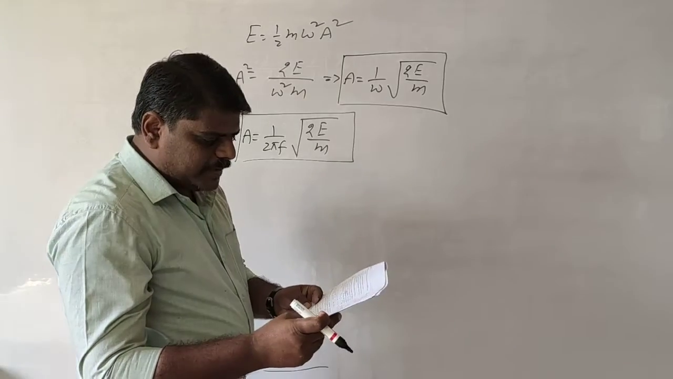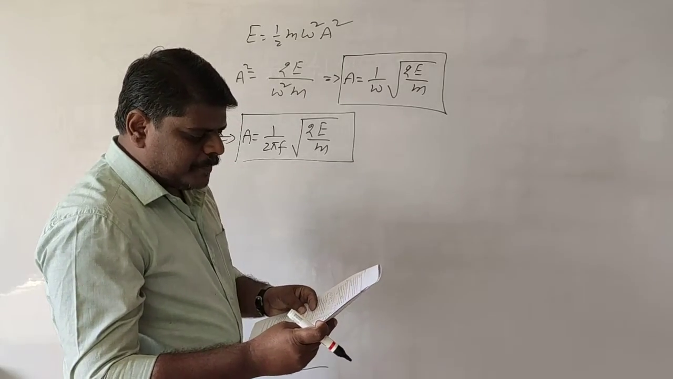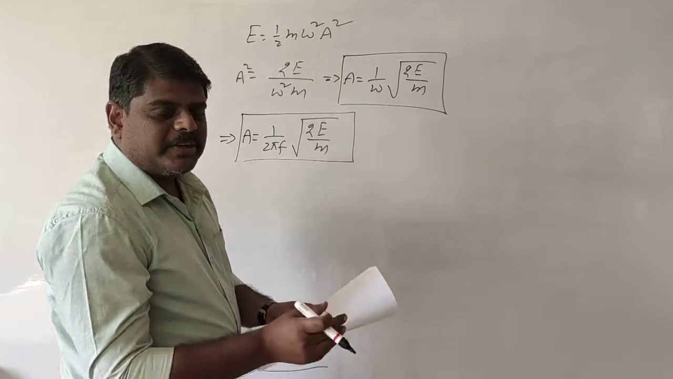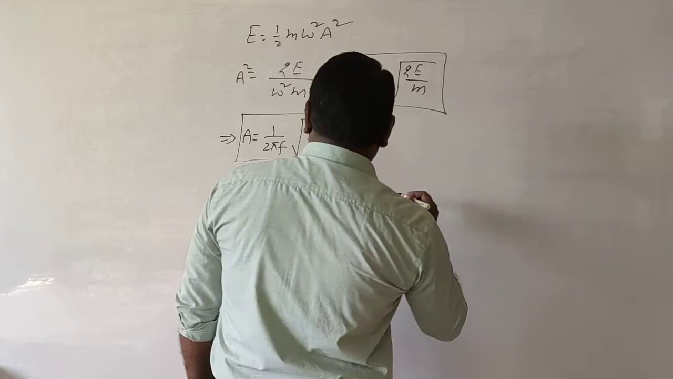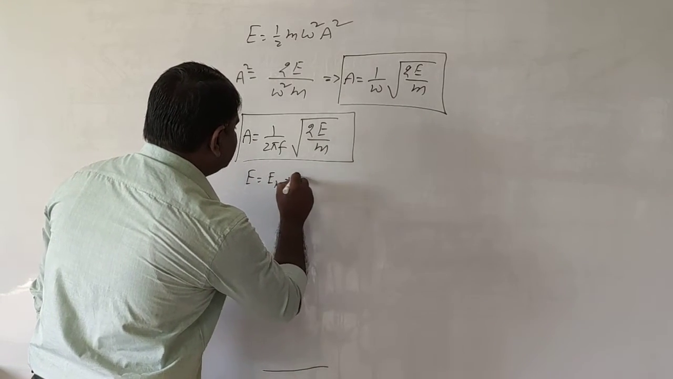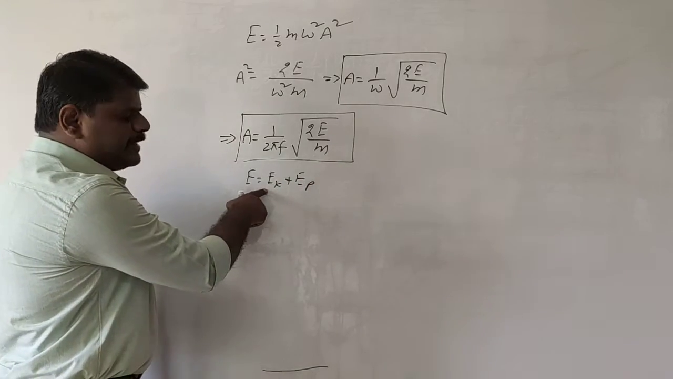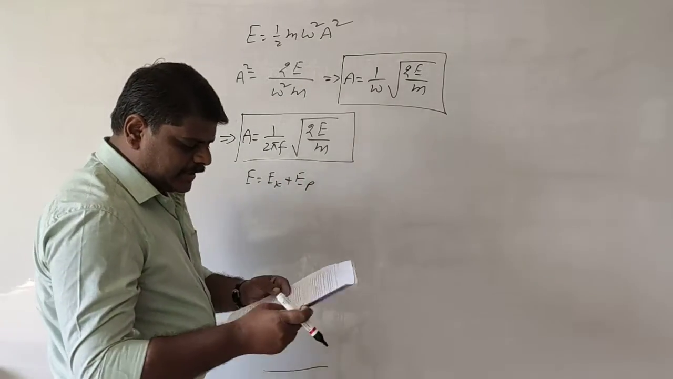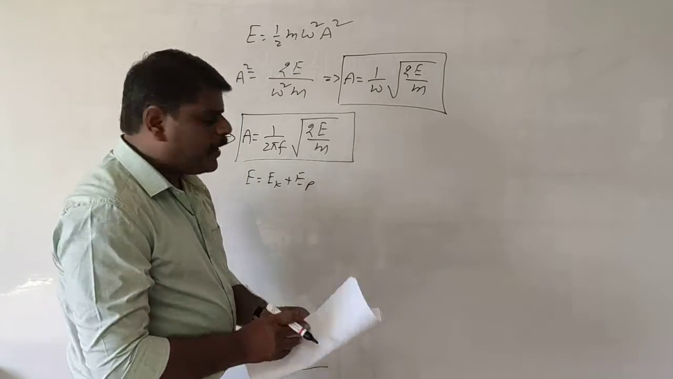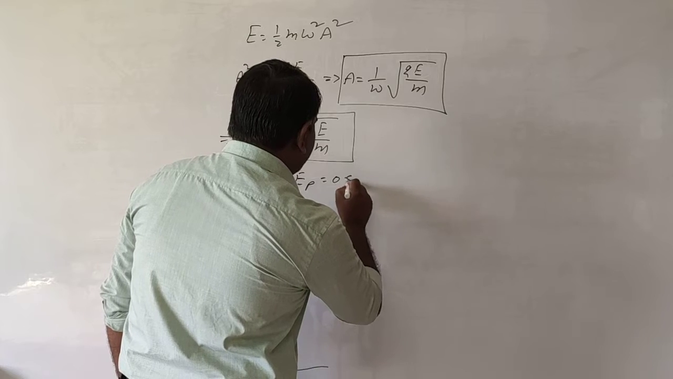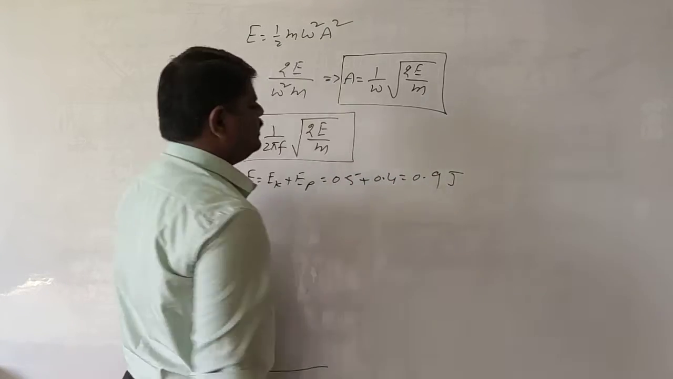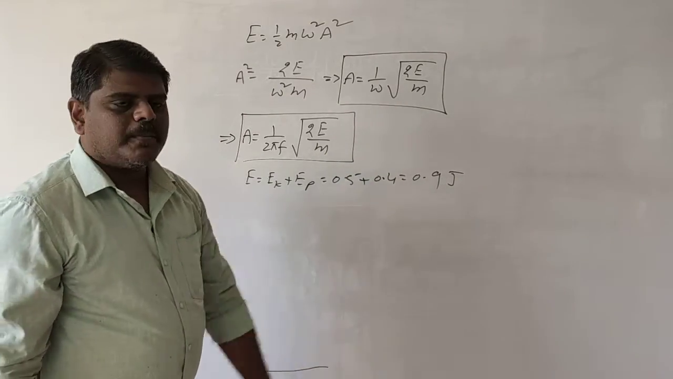We have all the values with us. The frequency is given as 25 by pi, the mass is 0.2, and we have to find the total energy. The total energy E equals Ek plus Ep, where Ek is kinetic energy and Ep is potential energy. So E equals 0.5 plus 0.4, which equals 0.9 joules. The total energy is 0.9 joules.